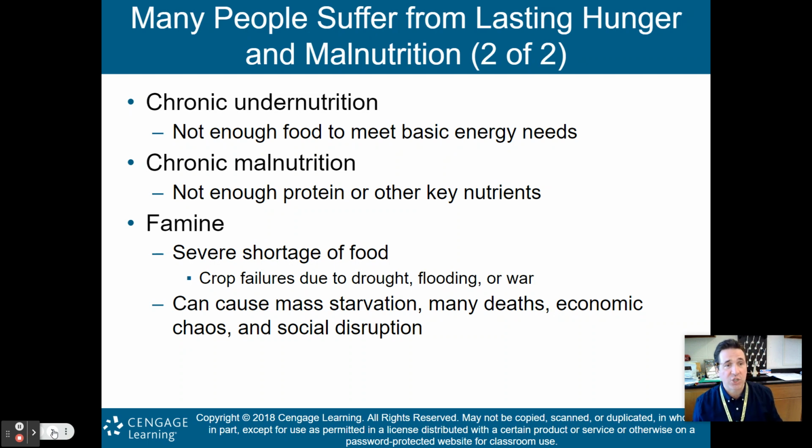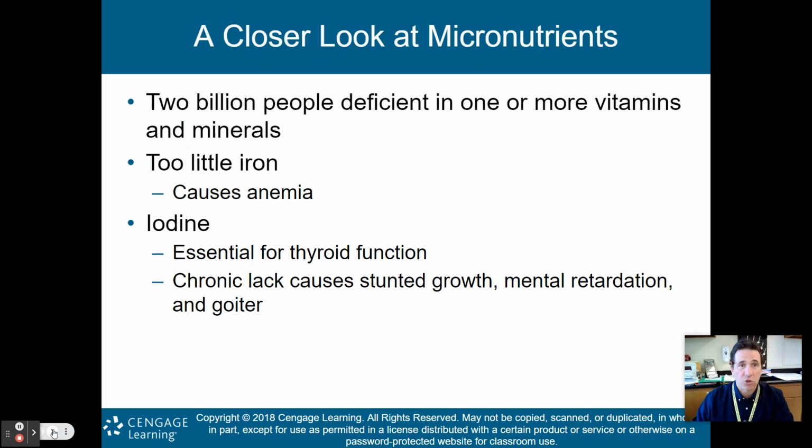chronic undernutrition. Chronic malnutrition is not enough protein or other key nutrients in your diet, and a famine is a severe shortage of food that could come via crop failures, maybe due to drought, flooding, or war. These famines can cause mass starvation, many deaths, economic chaos and social disruption.